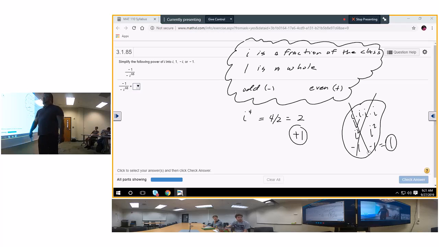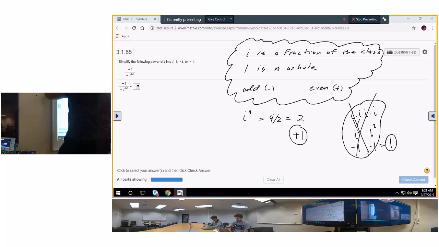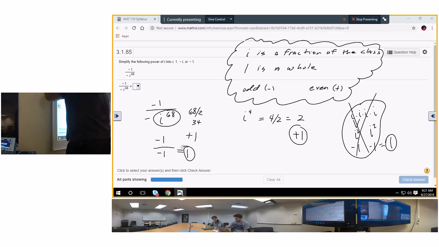So here we've got negative 1 over negative i to the 68. So I'm going to focus on this. What's 68 divided by 2? 34. Is 34 odd or even? And what is 34, a whole number or a fraction? Whole number. So you've got negative 1 over negative 1, which should be 1.